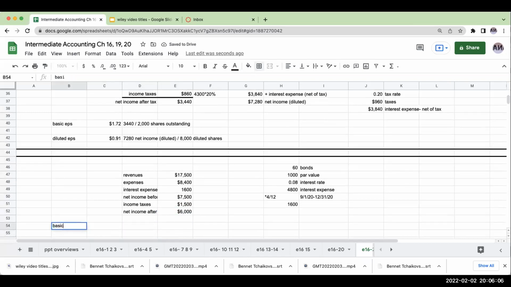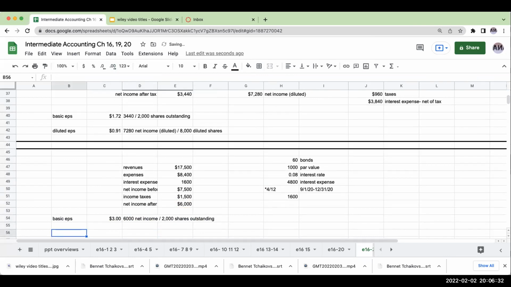So my basic EPS is going to be 6,000 divided by 2,000 shares outstanding, because remember, nothing's gone over here and converted. So this is going to be 6,000 net income divided by 2,000 shares outstanding.